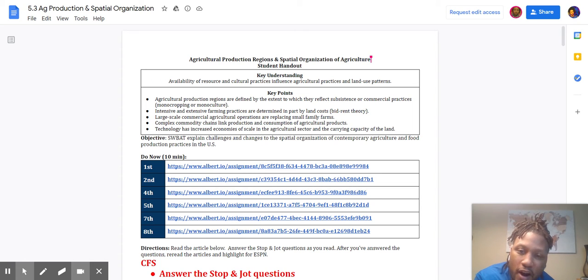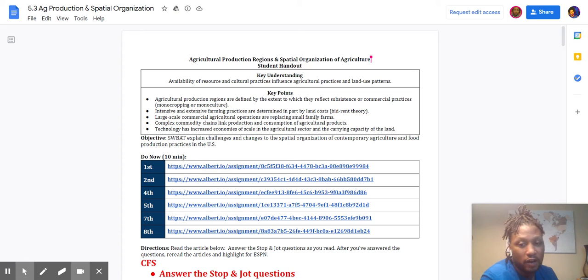So let's start with our key understanding for this particular lesson. You all should be able to understand the availability of resource and cultural practices and how they influence agricultural practices and land use patterns. The key points for today's lesson: agricultural production regions are defined by the extent to which they reflect subsistence or commercial practices, otherwise monocropping or monoculture. Intensive and extensive farming practices are determined in part by land costs or bid rent theory.